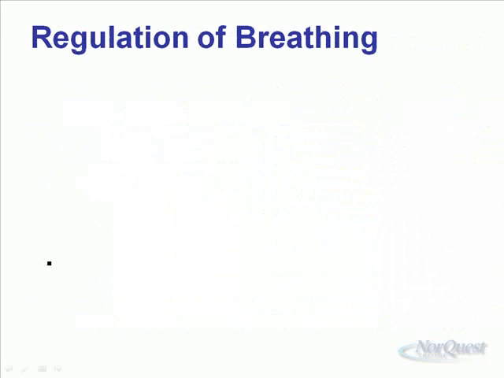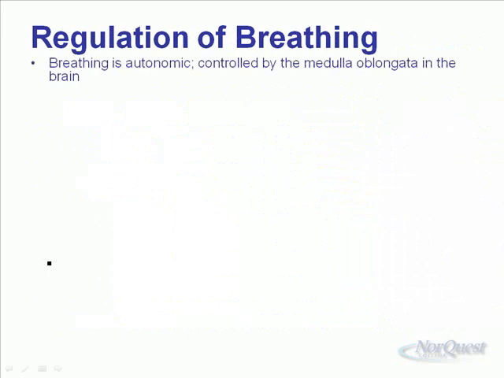Now this all gets regulated by our brain. 99.9% of the time, we don't think about breathing. I mean, when we're sleeping, we're breathing. Most of the time when we're awake, we're breathing and not even thinking about it. So it's autonomic or automatic. It's controlled by the medulla oblongata.